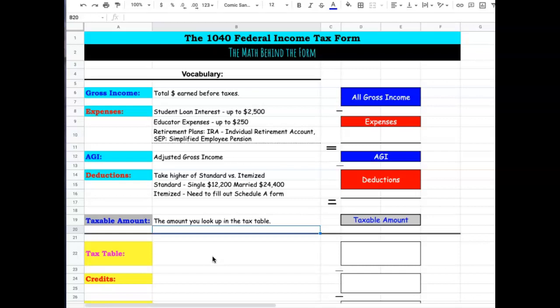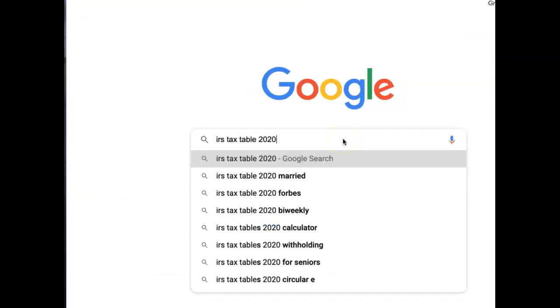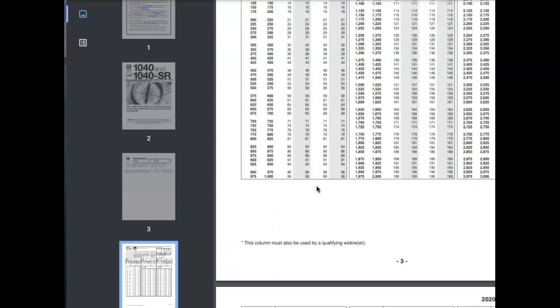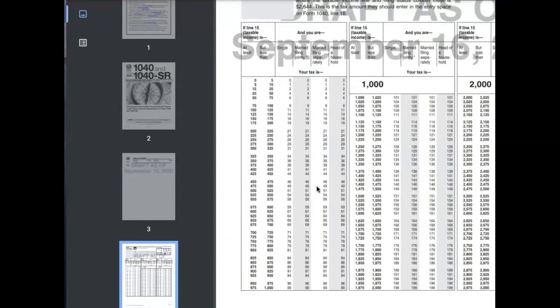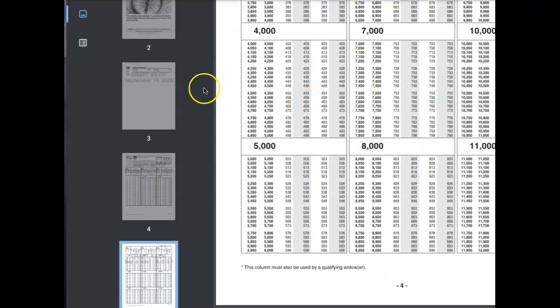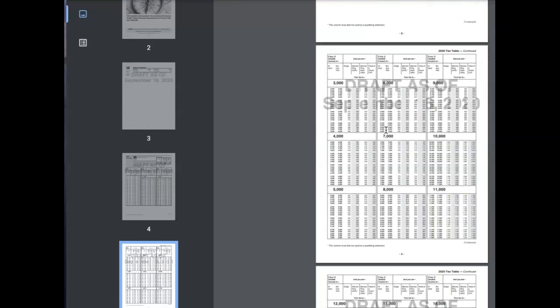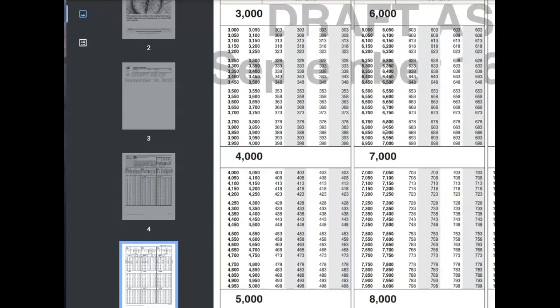A tax table basically tells you, okay, if this is your taxable amount and you're single or married, you're going to look up on this chart and this is the amount that you're taxed on. They've already calculated it for you. So head over to my favorite search engine, Google. Is there another one? And I type in IRS tax table 2020 and let's see if it's here. So this appears to be a draft that hadn't been released yet, but this is basically what it looks like, a tax table. So notice that, I'll zoom in a little bit.